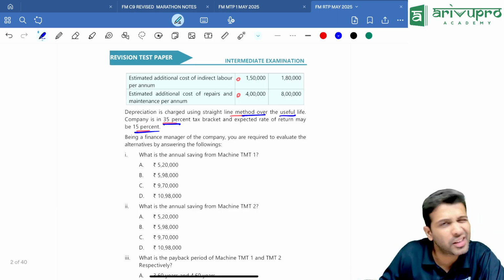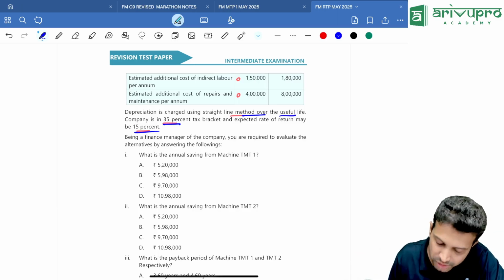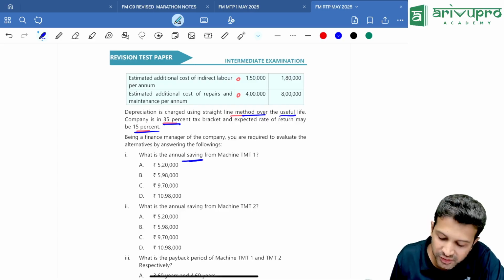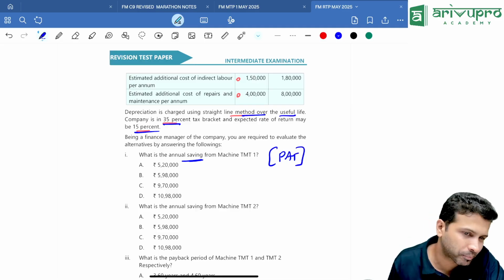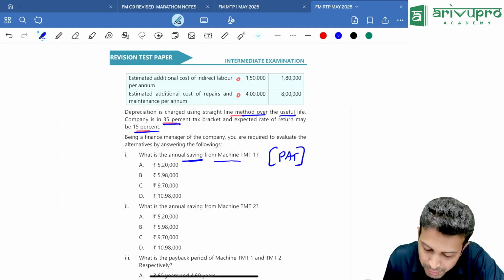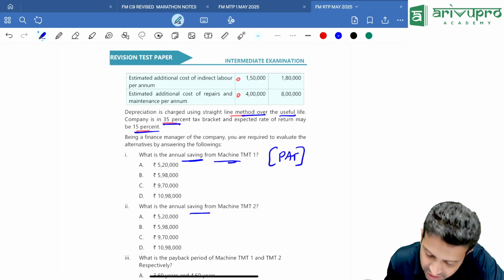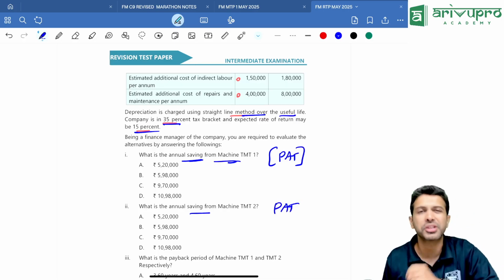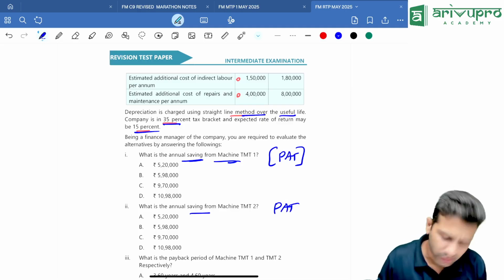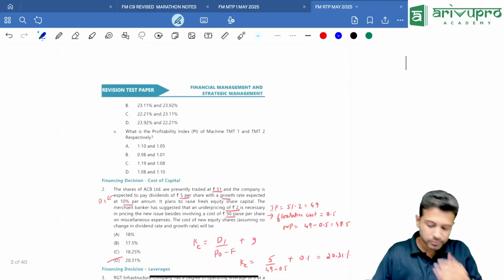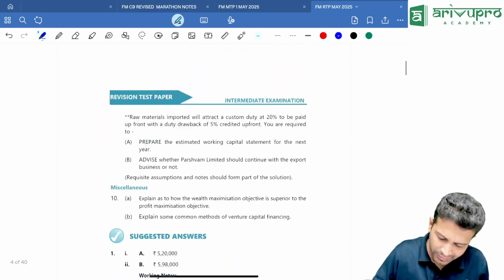They've given a case and multiple MCQ questions have been asked. What is the annual savings from machinery 1? Savings from machinery 1, indirectly they're asking you it is the PAT. Profit after tax. That's what they mean by annual savings. Annual savings of PAT of basically machinery 1 and machinery 2 is what they're asking. Okay, that's what we need to figure out. Can we do it quickly?